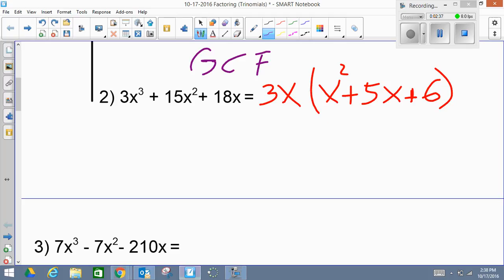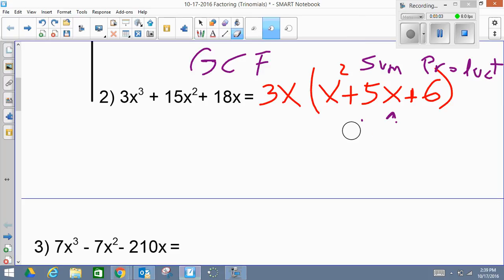First of all, it's a trinomial because I have 3 terms, and I'm going to use product and sum. Product will be the last number, the 6. And the sum is the number in the middle, the number that is in front of the x. So that's my sum. And the last number will be the product. Okay, I'm sorry about that.